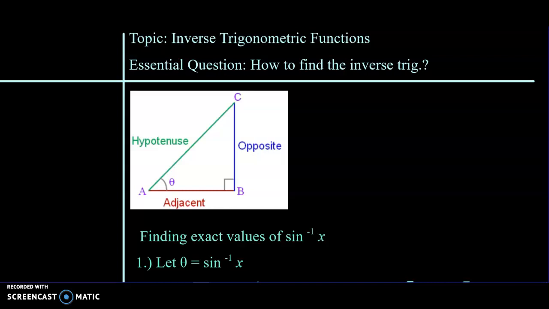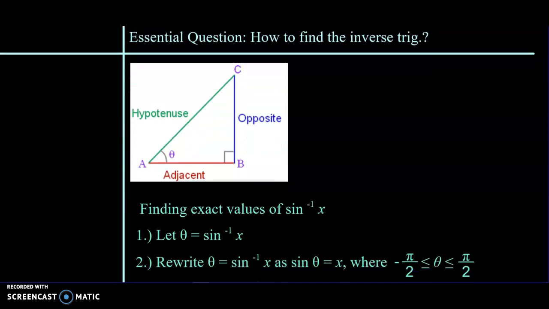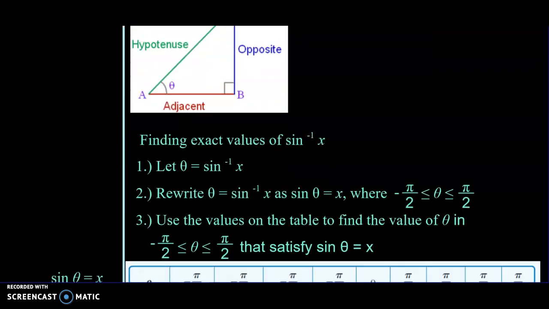Today we're going to continue with inverse trig functions. How do we find inverse trig functions? So, just to review from day one, remember we have our right triangle, and we are able to find sine, cosine, and theta. But how about if I have sine inverse, or cosine inverse, or tangent inverse? So we're going to look at special cases.